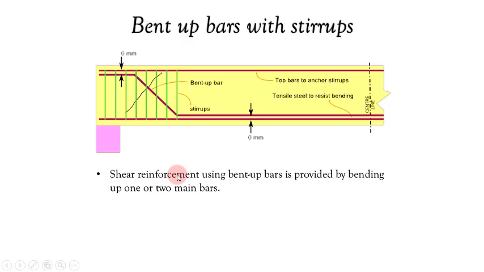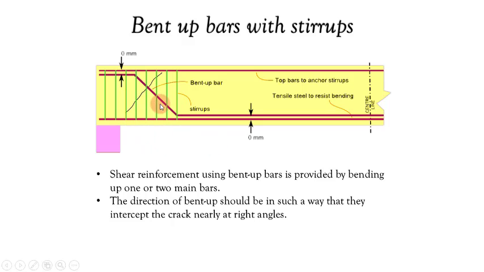Shear reinforcement using bent-up bars is provided by bending up one or two main bars. Here, the bent-up bar is shown separately from the main tensile steel only for clarity. The vertical distance between the bottommost surface of the bent-up bar and that of the other main tensile steel is shown to be 0 mm. It indicates that both these bars are in the same layer. Just as in the case of inclined stirrups, the direction of the bent-up bar should be such that they intercept the crack nearly at right angles.